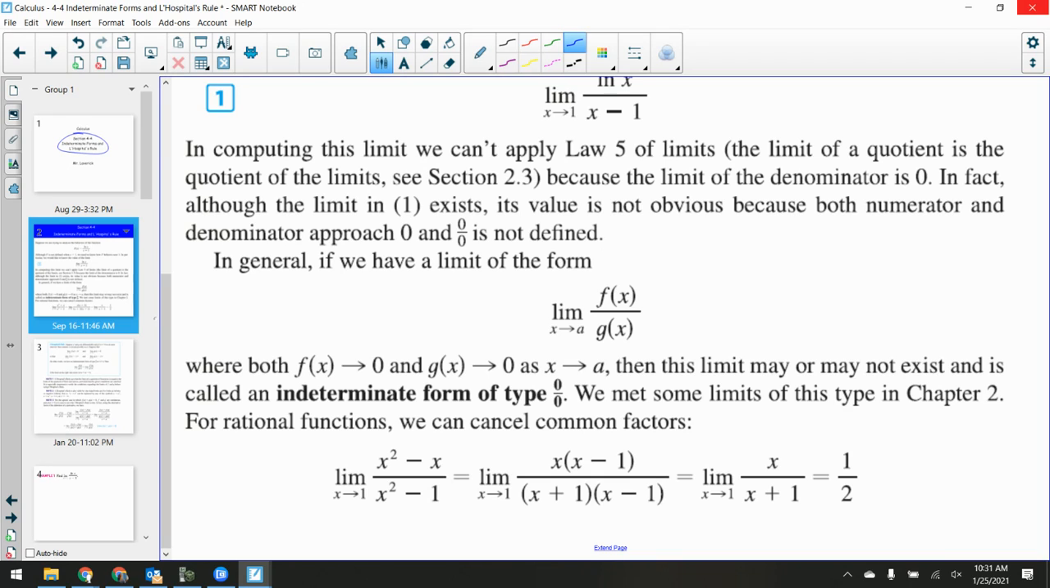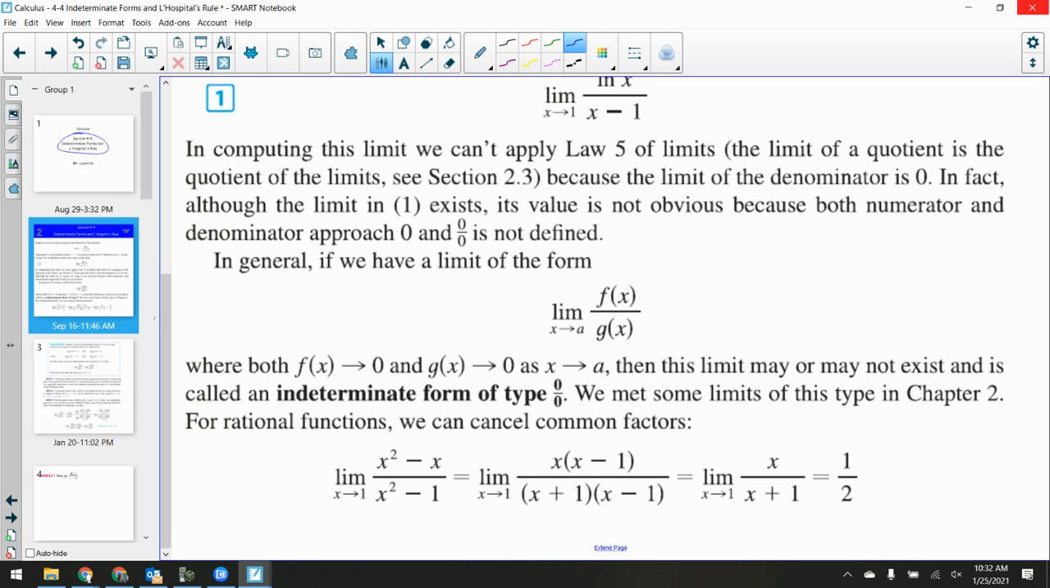Like, for example, ones that we could do back in chapter 2, something like x squared minus x over x squared minus 1. I can't do direct substitution because the top and the bottom would both turn into 0, and it doesn't make sense. So what I can do is factor out the x in the numerator and factor the difference of squares in the denominator, and x minus 1 cancels out, leaving x over x plus 1, which I can directly substitute, giving 1/2. But that whole ln of x over x minus 1, I cannot directly substitute.